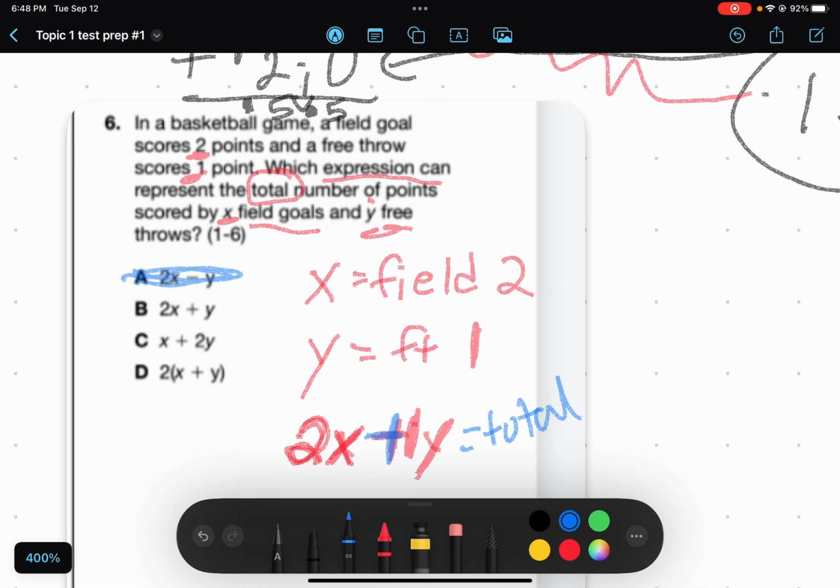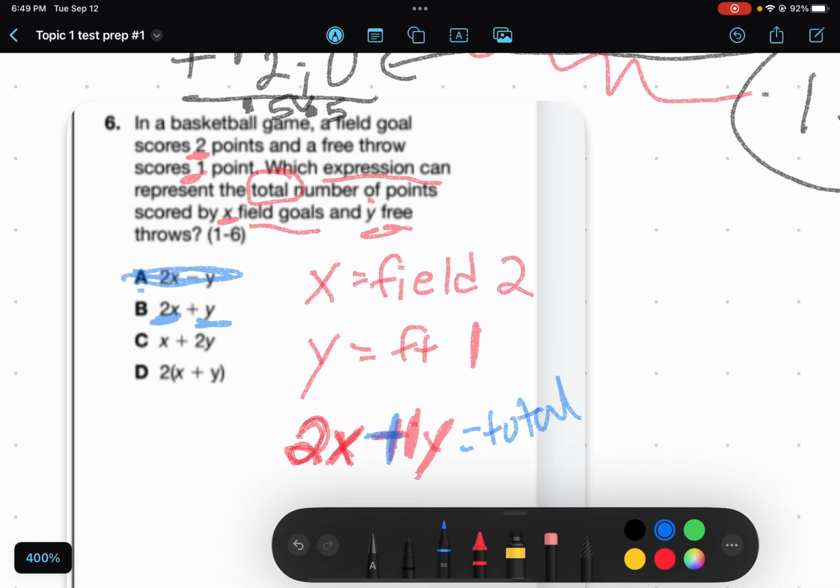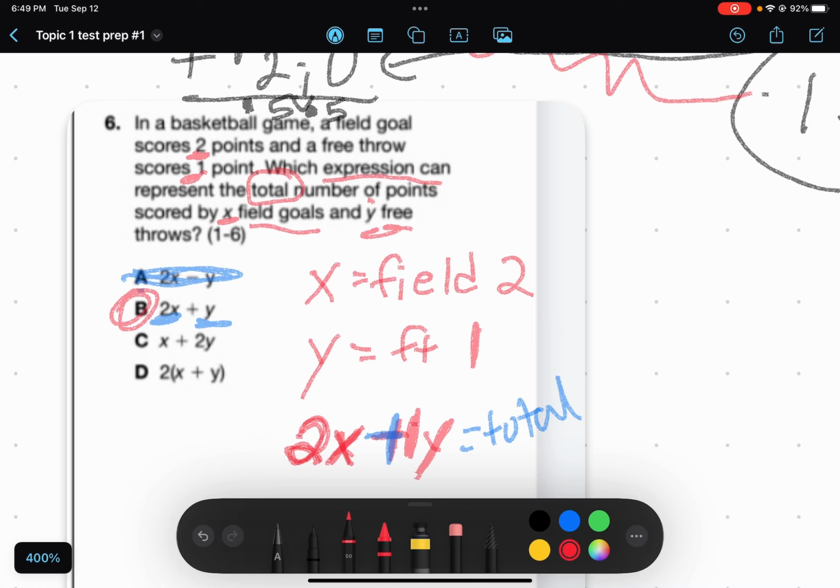So it wouldn't be a subtraction. Which expression can represent the total number of points scored by X field goals and Y free throws? So the 2X plus the Y would give us how much altogether. This would be 2X. I'm looking at D, I apologize. Distributive property 2X and 2Y. That wouldn't work out because it needs to be a 1Y. So that can't work out. And it can't be a 2Y because X is the one that has the 2 points, not Y. Y would just be 1.